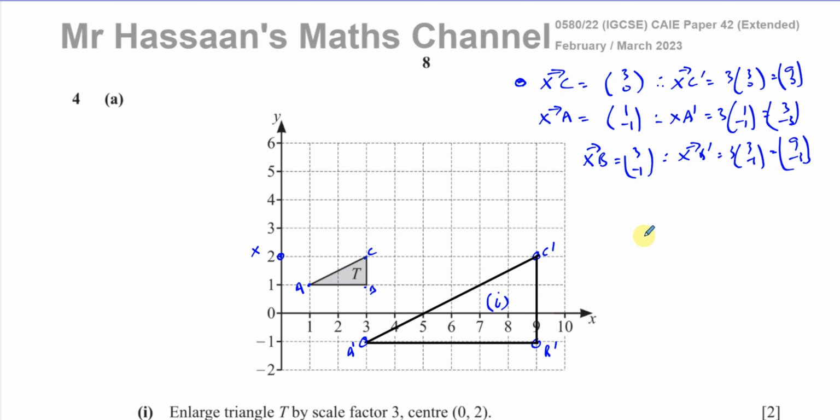It makes life very easy for you. Some people will actually use a ruler and measure for this one. So they'll measure that distance, multiply it by 3, and then that distance should be that much. But sometimes that comes out not very accurate, but that's fine.